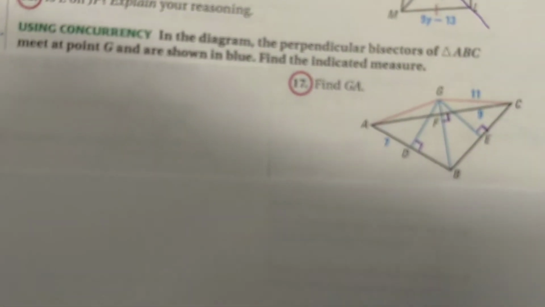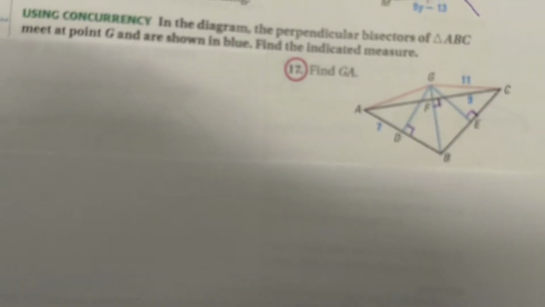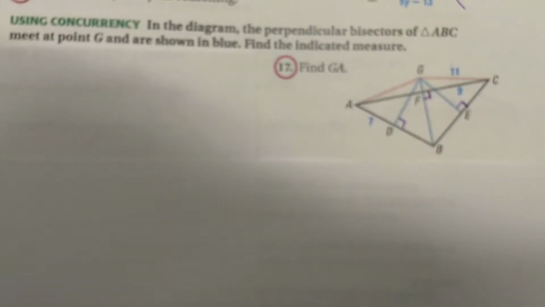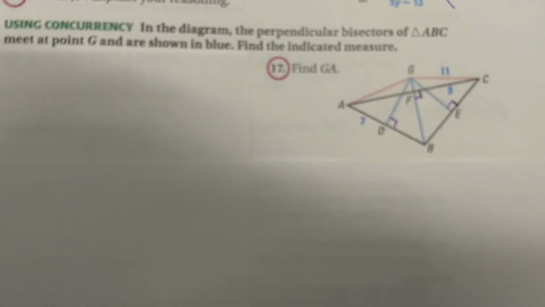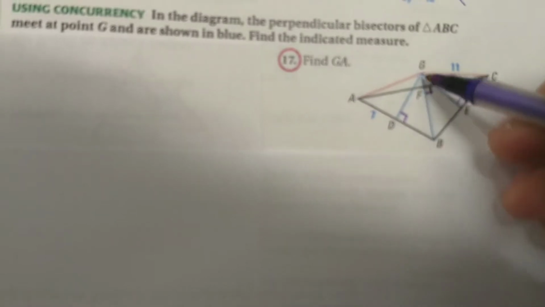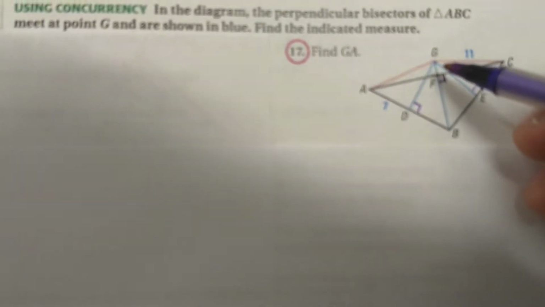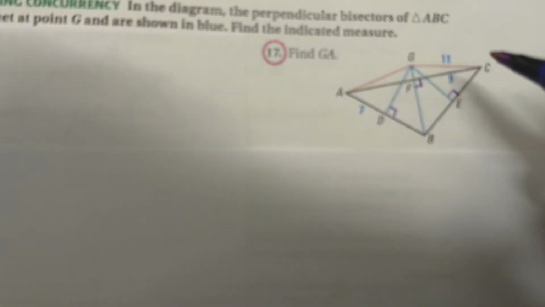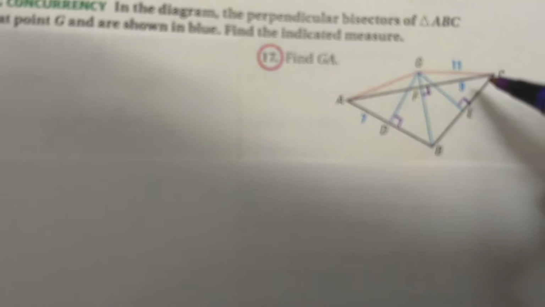Just because now I can think about what I know about circumcenters. We know that in a plane, if a point is on the perpendicular bisector of the segment, which like point G is, right? It's on this perpendicular bisector, then it has to be equidistant from the endpoints. Okay, so in this case, A and C must be equidistant.